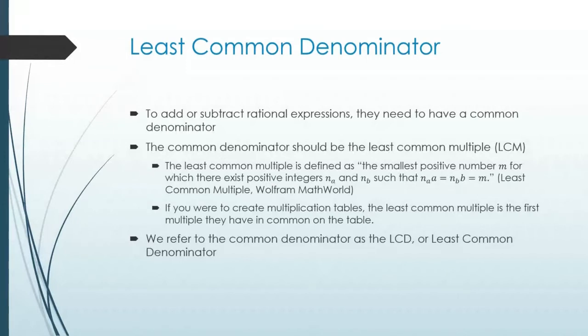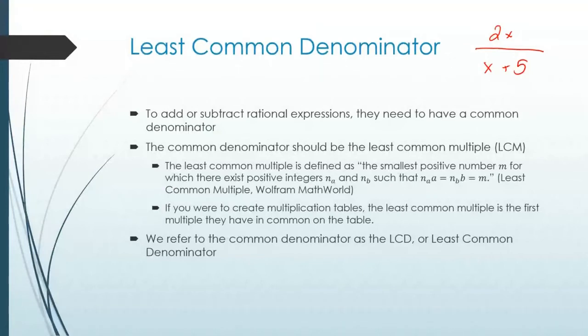So in order to add or subtract rational expressions, and if you haven't watched any of the other videos, a rational expression is basically a fraction where you have variables in the denominator. So it could look like 2x over x plus 5. So that's a rational expression. The rule is you have to have a variable in the denominator.